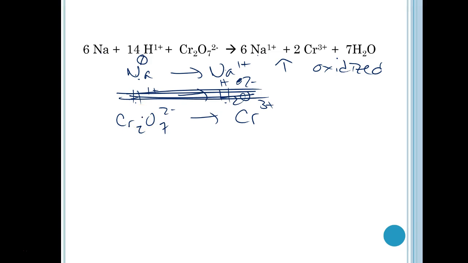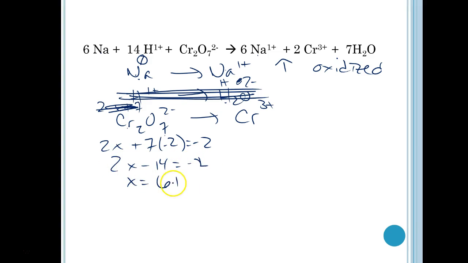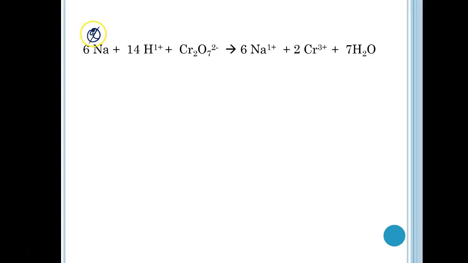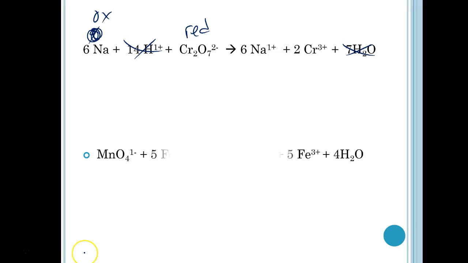Obviously it's been reduced, but let's figure out a way to prove that. Okay? So, I don't know what Cr is. X. There are 2 of them. Plus 7. I'm going to do it down below. 2x plus 7 times -2 has to equal the charge on the ion, -2. Got 2x minus 14 equals -2. X is therefore +6. So it went from being +6 to +3. It went down, therefore it was reduced. Okay, so I'm going to erase the ink. So this was oxidized, and this was reduced. This didn't do anything. Okay, it didn't change at all. So it's not oxidized or reduced.